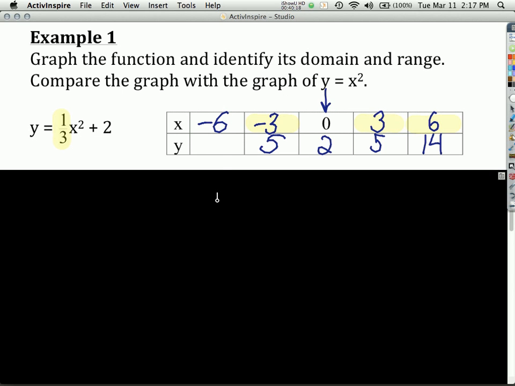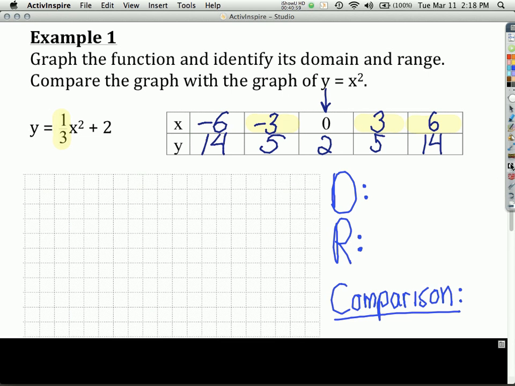Negative 6, what will the y value be for negative 6? John? Positive 14. The y values will mirror. Now, a common mistake is students will say, oh, well, this is positive 3, positive 5, that must be negative 3, negative 5. But that's not what happens. The x values are opposites, the y values are mirrored. Okay, you're going to see why in a moment. Does anyone have any questions about the table? Good, so let's go ahead and now graph.